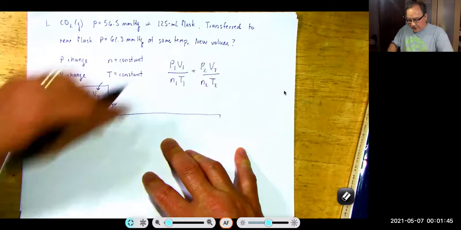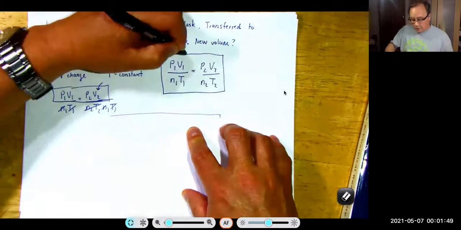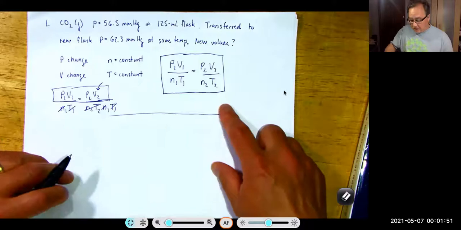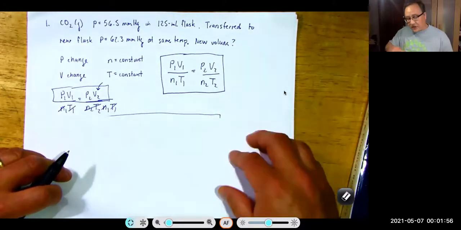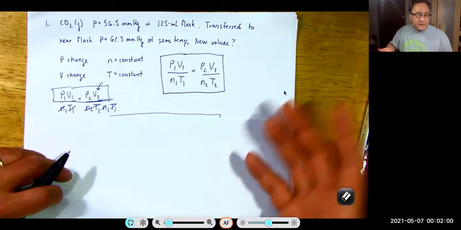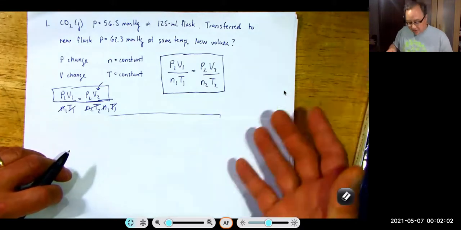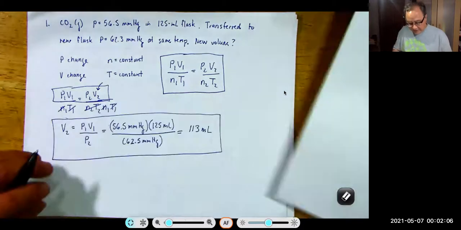Now, this equation is not given in your book, but I give it to you because this is Boyle's law, Charles' law, Avogadro's law, combined gas law, Gay-Lussac's law, all combined into one. And the beautiful part of it is we don't need to know the name of the law to use it correctly. So the way to use this law is as follows.